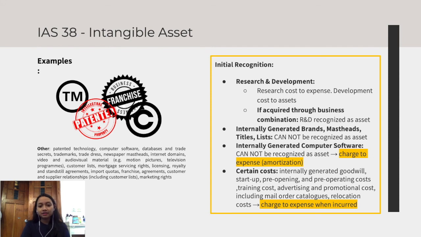Next are certain costs, such as internally generated goodwill, startup, pre-opening and pre-operating costs, training costs, advertising and promotional costs, including mail order catalogs, and relocation costs, which must be charged to expense when incurred and not as intangible assets.